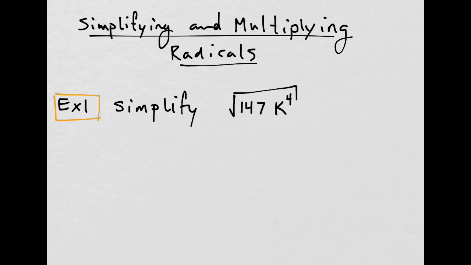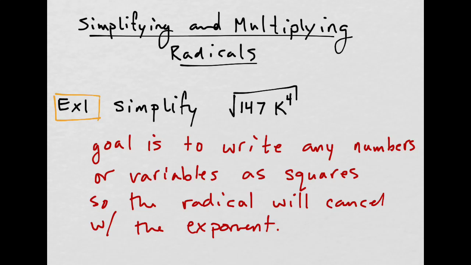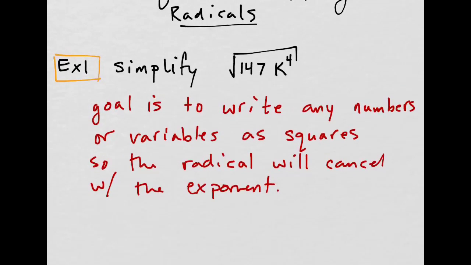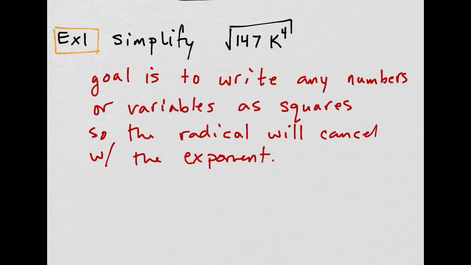So here we have a radical expression, and the instructions are to simplify. Our goal is to write something as something squared, so we can cancel out the exponent and write it outside the radical. So we're going to take the numbers and try to write them as perfect squares. We're going to take the variables and try to write those as perfect squares, and when we do get a perfect square, the exponents will cancel out with the radical, and we'll be able to take the number outside of the radical. So let's see what happens.